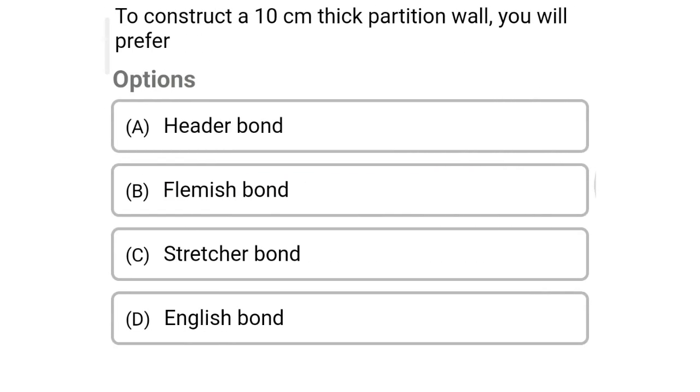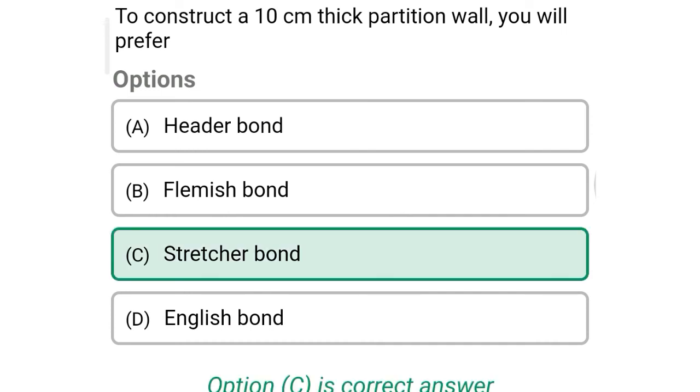So next question, to construct a 10 cm thick partition wall, you will prefer option A header bond, option B Flemish bond, option C stretcher bond, option D English bond. So the correct answer is option C stretcher bond.